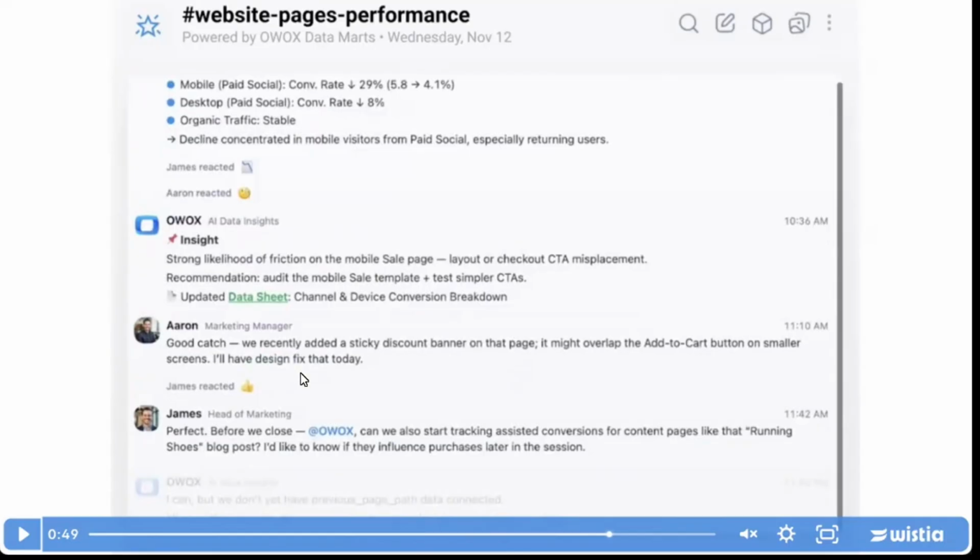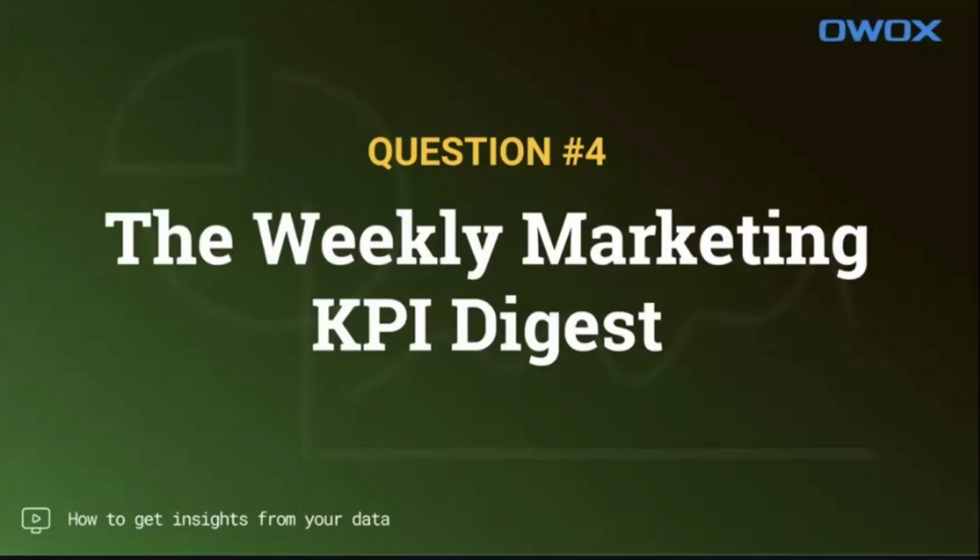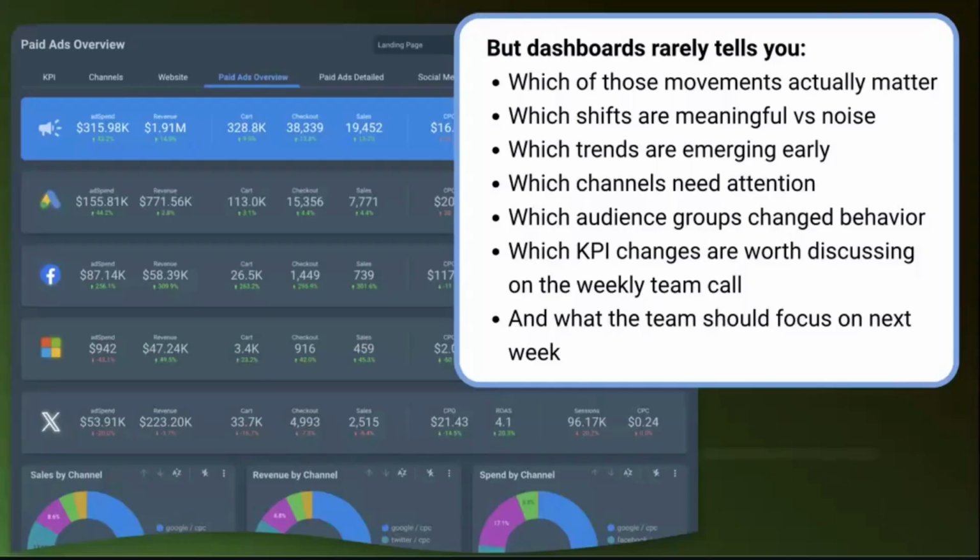Ievgen, go on. Let's move to question number 4. This one is important for the entire team, not just for a specific area of it. It's all about what changed this week, or yesterday, or whatever period you want to analyze, that actually deserves your attention, because dashboards overwhelm us with numbers: sessions, CPC, CTR, ROAS, revenue.